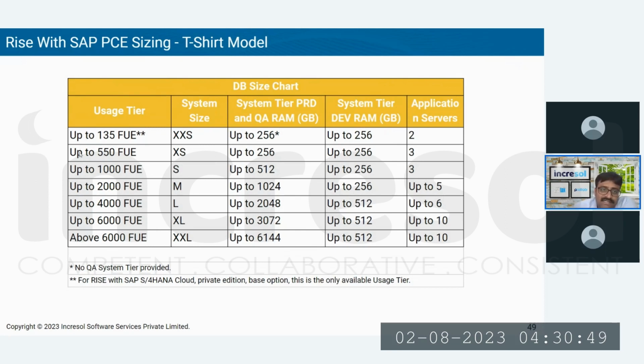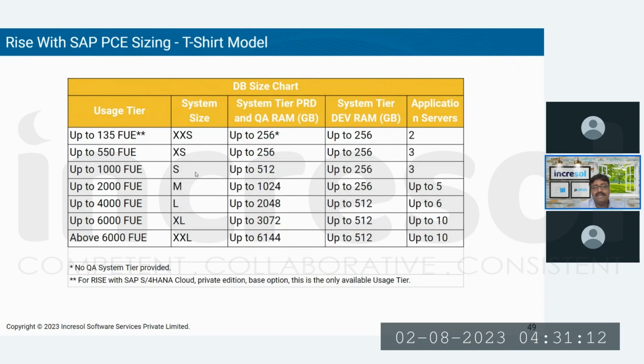So you see it here, this XS size can accommodate or cater up to 550 FUE. So if the FUEs are increasing, suppose your FUE goes beyond this 550, then automatically you need to upgrade your infrastructure to the small size. That means you need to change to the new t-shirt. Simple. When you grow up, you need to change the size, right?